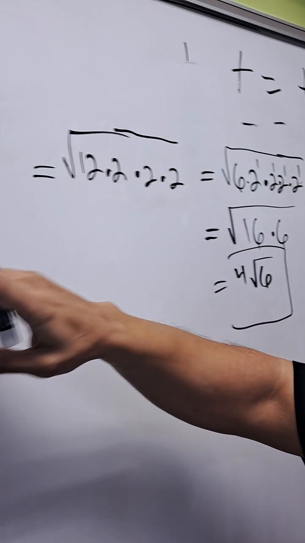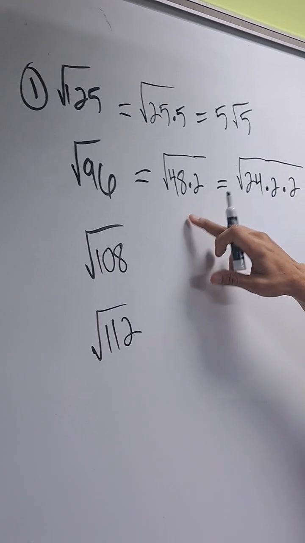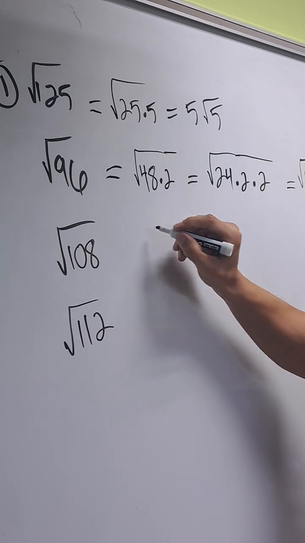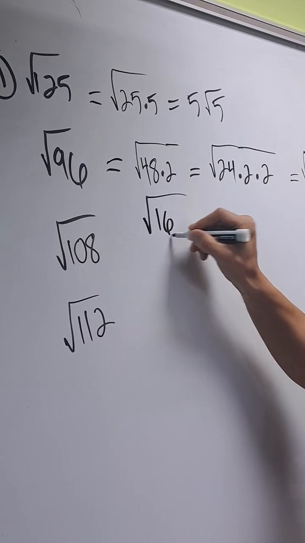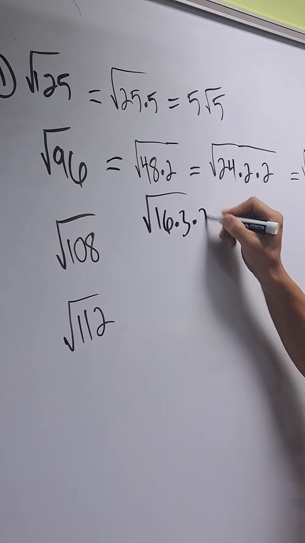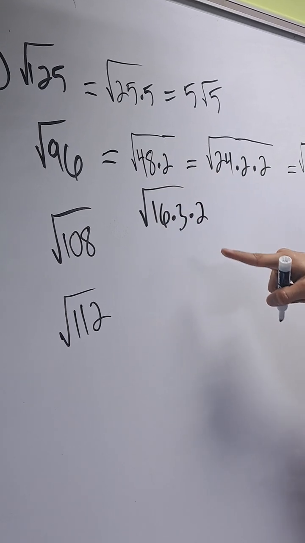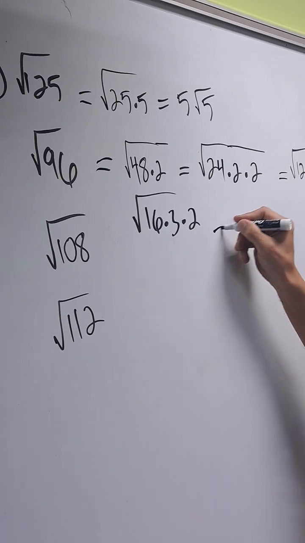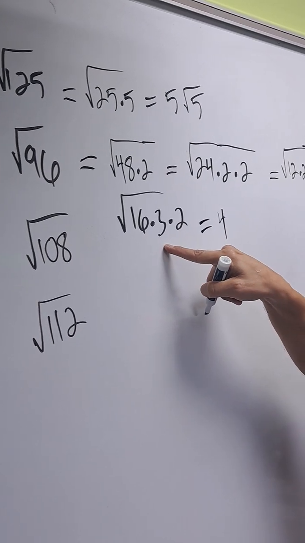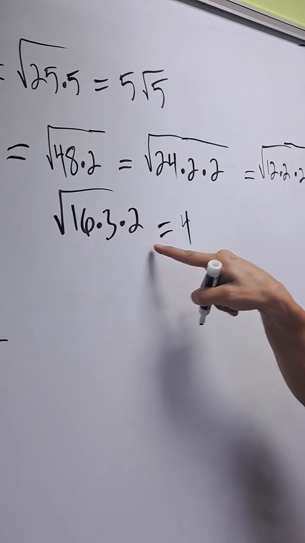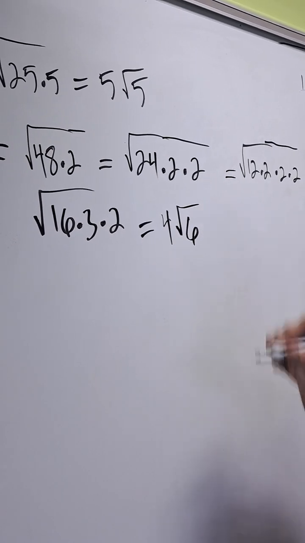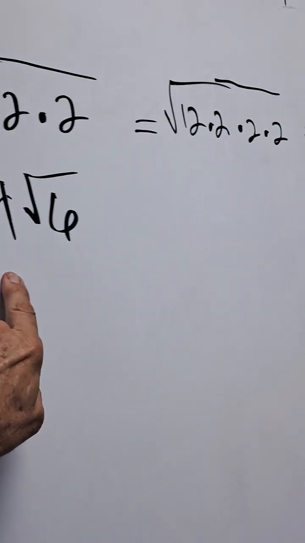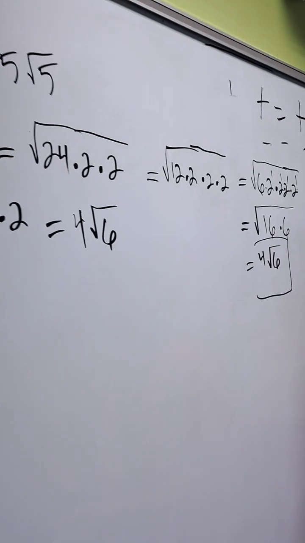But, okay, over here, if you're trained enough, if you're practiced enough, right away I would do this. 16 times 3. Because 48 is 16 times 3, right? Now, the square root of 16 is 4, and then 3 times 2 is 6. Oh, look at that. And then you have the same answer. Of course, you're gonna have the same answer.